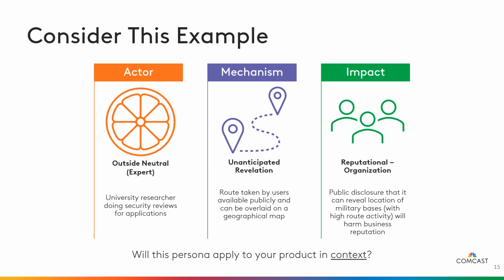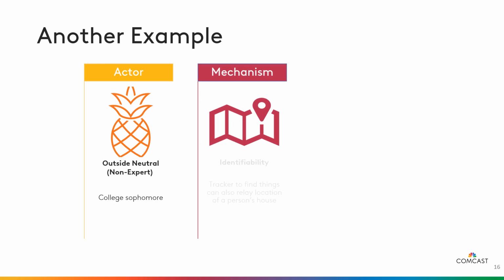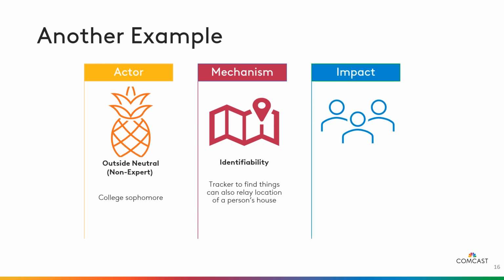Of course, this is one of the types of harm that can happen. Notice that we are more focused on what the persona does than who the persona is. Now it is up to the developer to determine whether this is a persona that will apply to their system. Another example could be a college sophomore named Pineapple who uses a tracker to find physical objects. They use this tracker to track a person's car because it can correlate a person to their location. This can lead to a physical harm with the threat actor potentially breaking and entering.